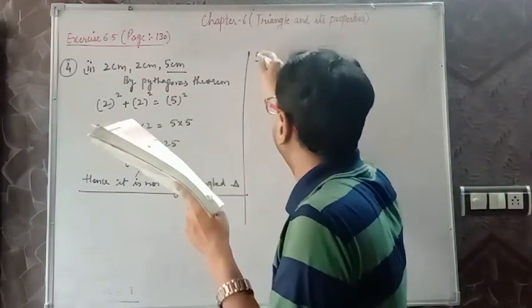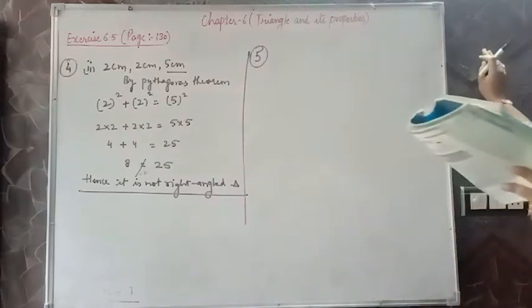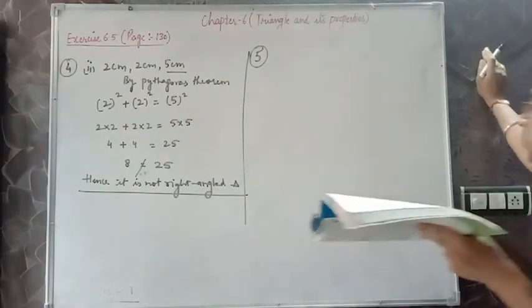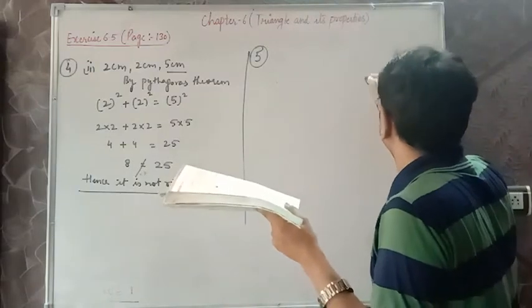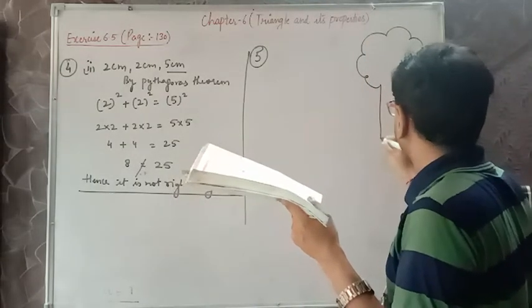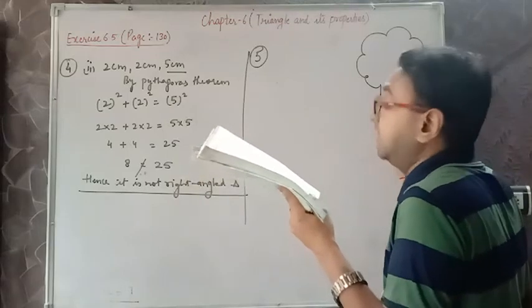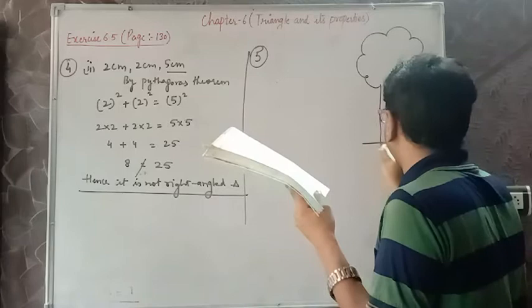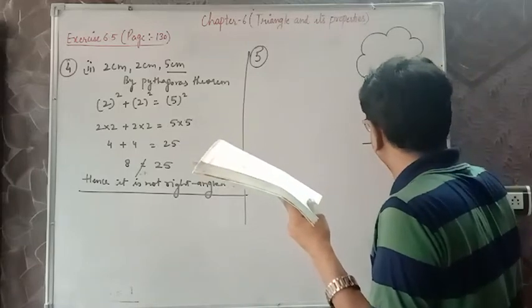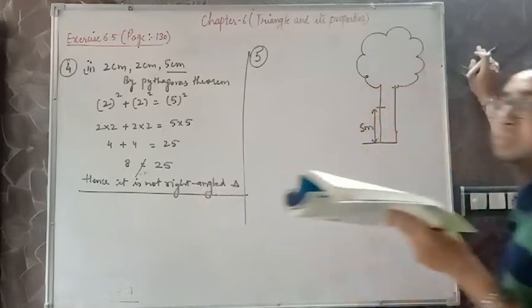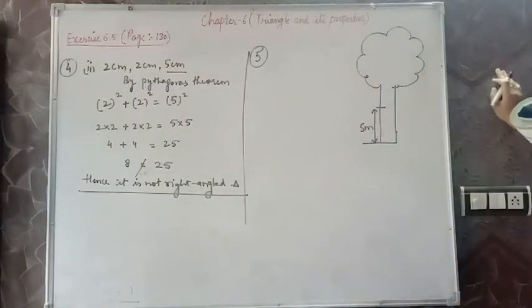Question number 5. Same application. A tree is broken at a height of 5 meters from the ground. We have a tree, and it was broken at a height of 5 meters from the ground. It means if this is the ground, at 5 meters it got broken. And its top touches the ground at a distance of 12 meters from the base of the tree. Find the original height of the tree. Very good question, but it may seem difficult to you. But indeed it is not.